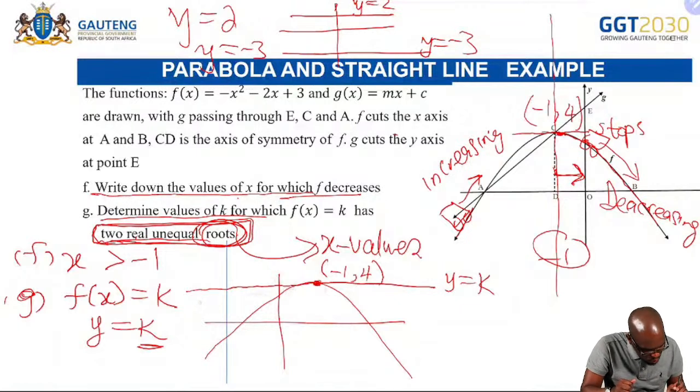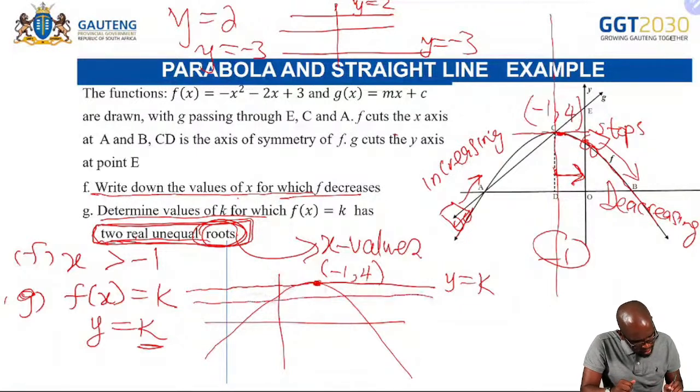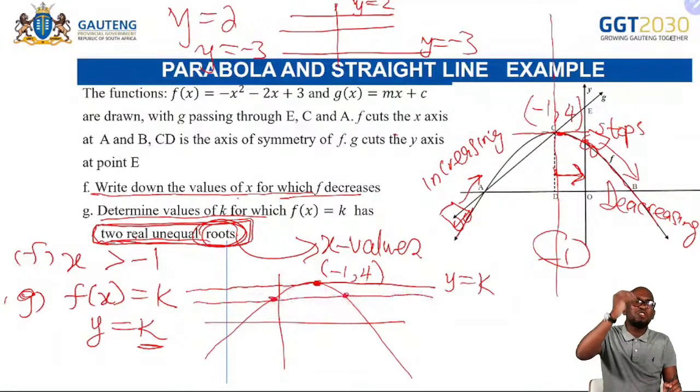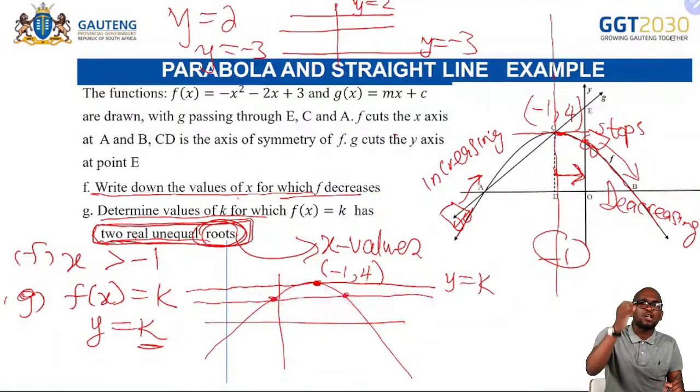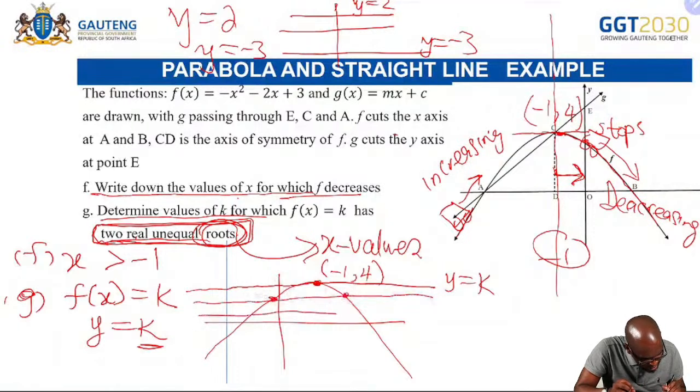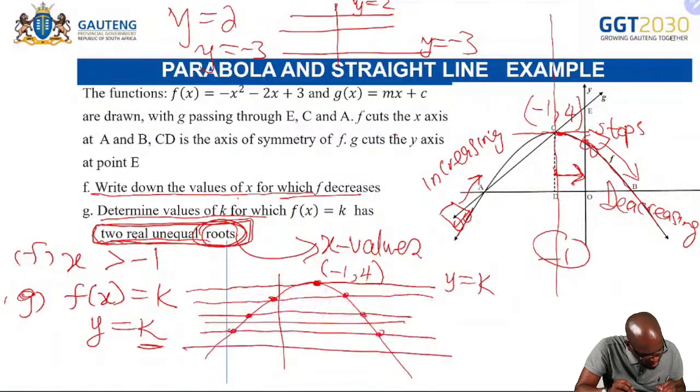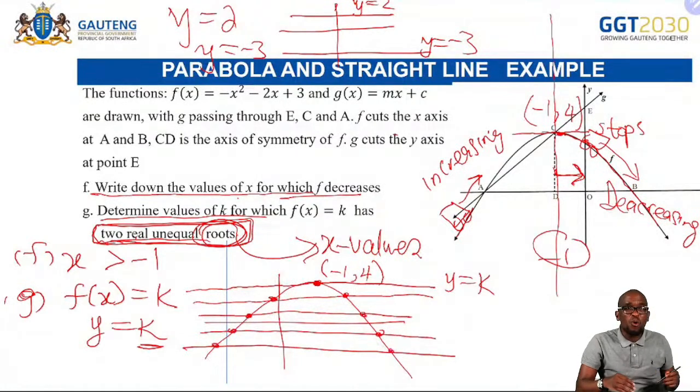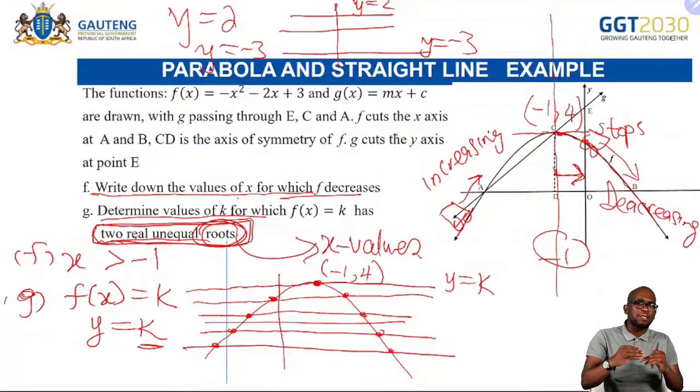But if you are to move this line here, look at what is happening. The line is now touching the graph at two different points. What are those points? Roots. And they are not equal. If you move it further down, you can see it touches the graph at 2 points. Further down, it touches the graph at 2 points. So you can see from here that if the line is just below the turning point, then what happens?